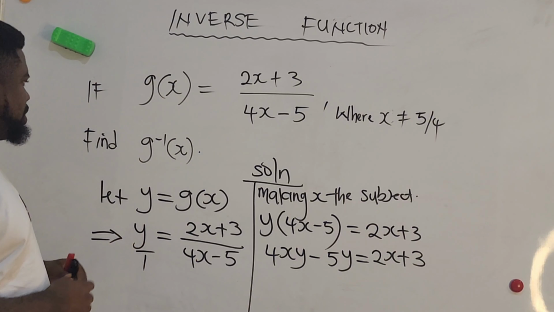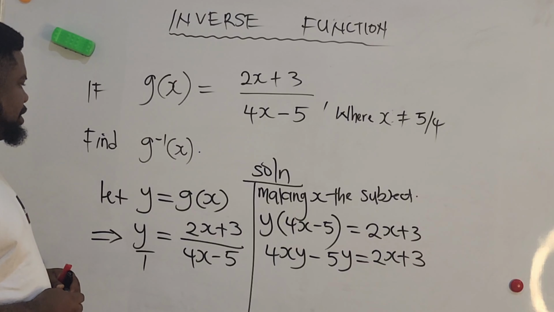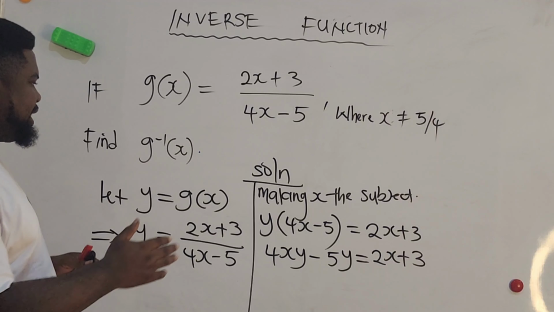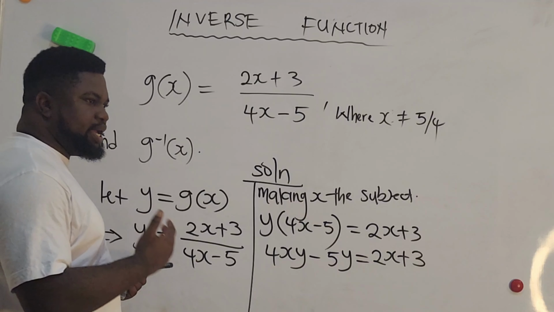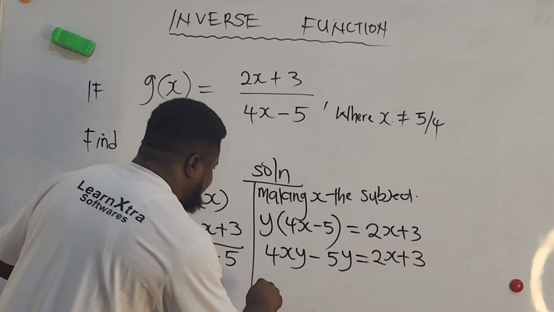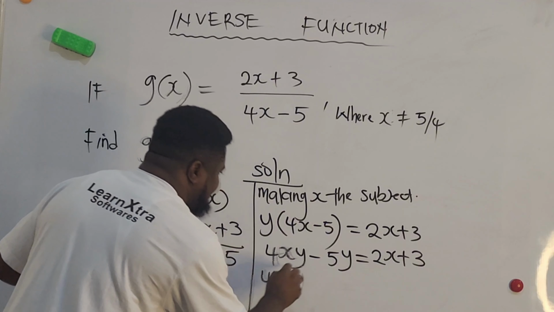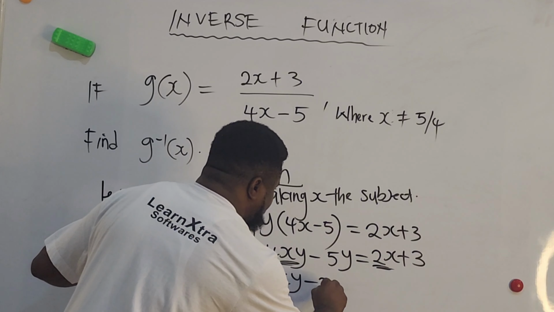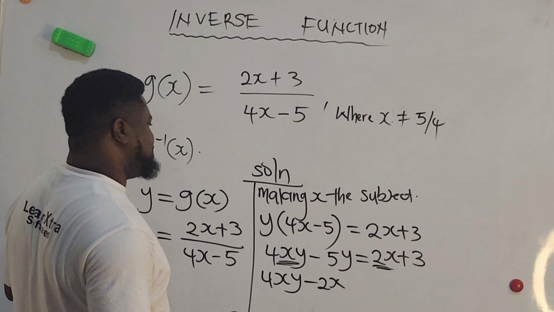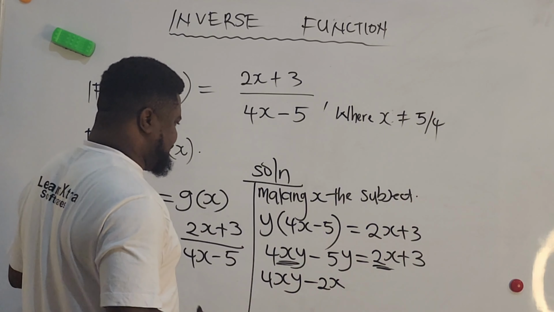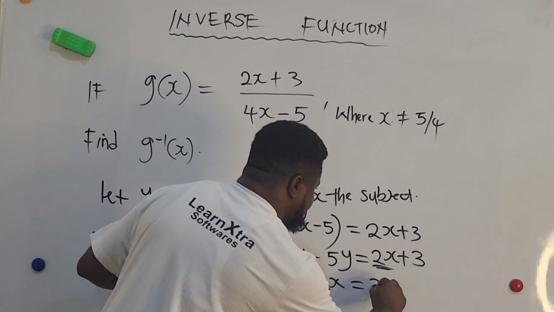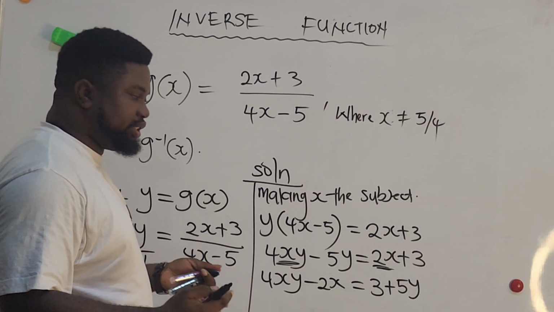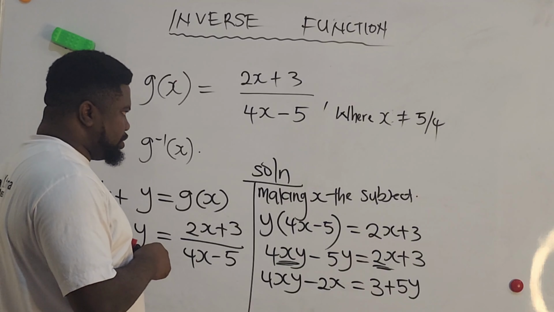Now let's collect like terms. Terms with x on one side, terms without x on the other side. So having that 4xy, there's x here, there's also x here. So this comes over, that will be minus 2x, because here it's plus, coming over becomes negative, is equal to 3 plus 5y. I can say 5y plus 3.